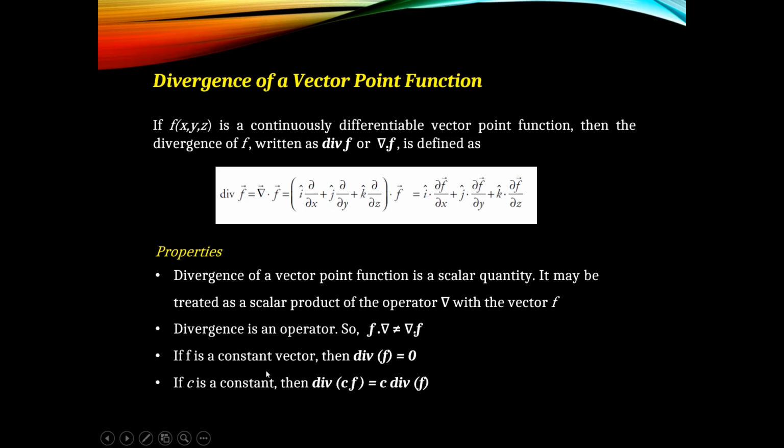Now suppose the function f is a constant vector, then the divergence of that vector function f will be 0. And if we consider a constant c, then the divergence of the constant c times the vector function f will be c, a constant, times the divergence of the function.